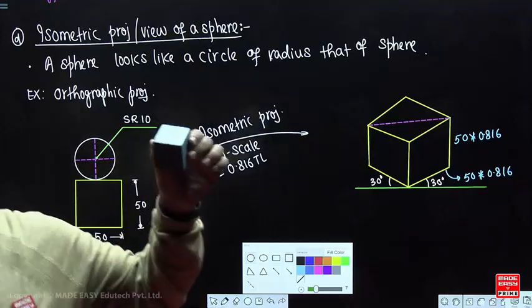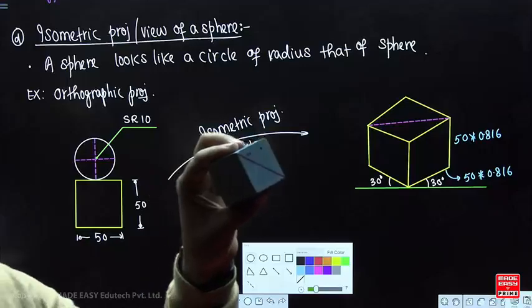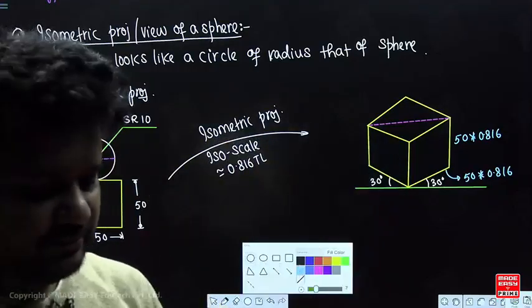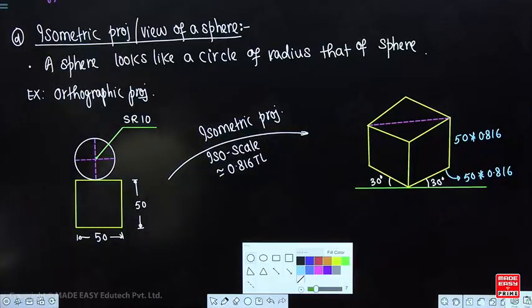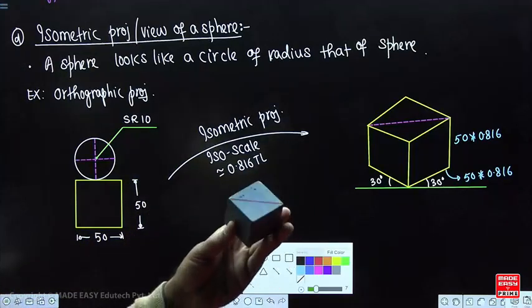This is the cube that I have taken. You can see that there is a diagonal line I have drawn. I hope you are able to see it. Look at it very carefully, because these things you have to understand properly.